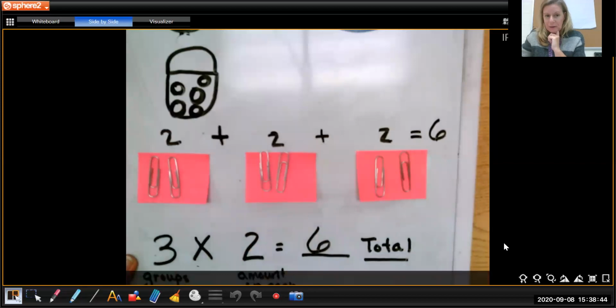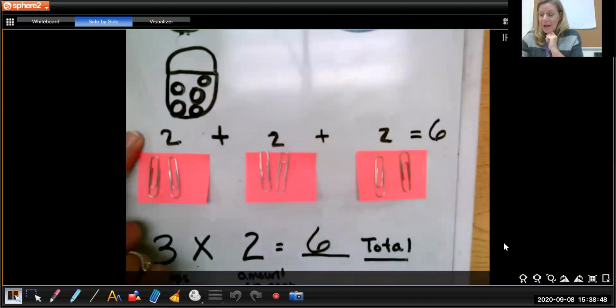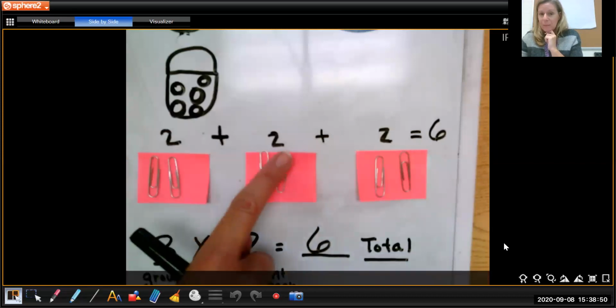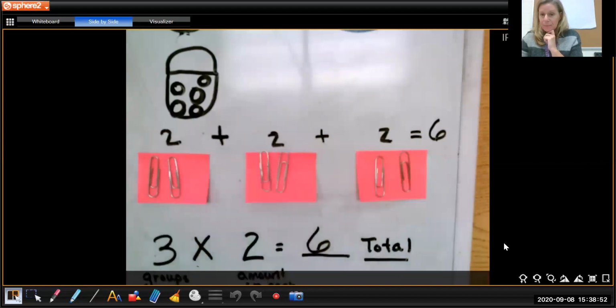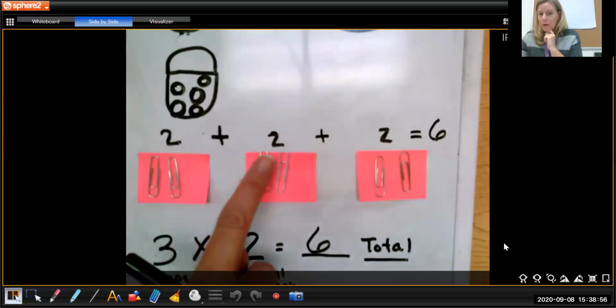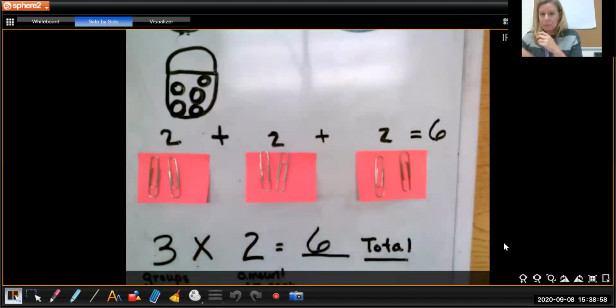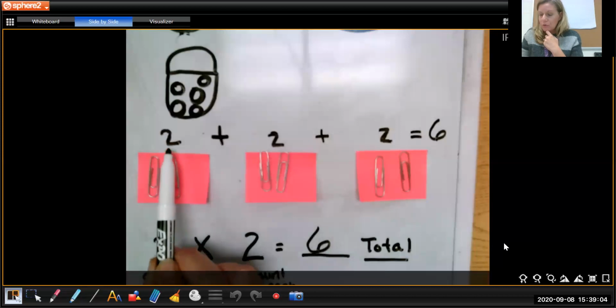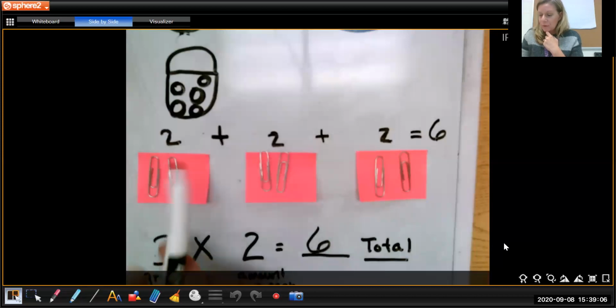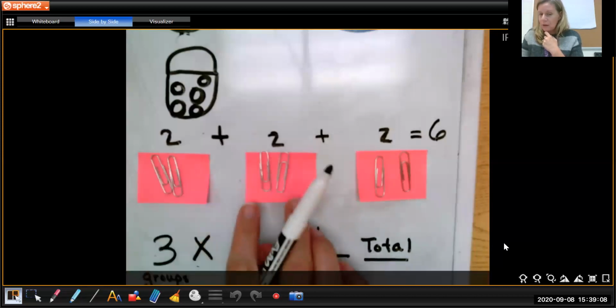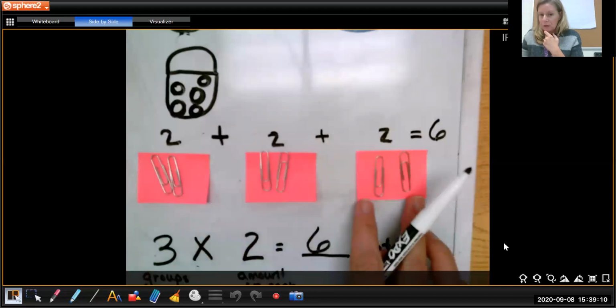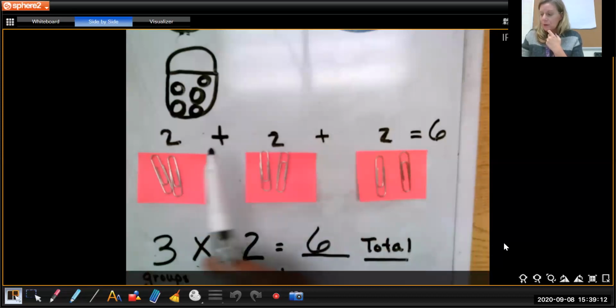Multiplication is the same as addition, but you're adding the same number every time. In this case, we're adding 2 and 2 and 2, not adding a different number. They're all 2's that I'm adding, and I'm adding it 3 times. Here's 1 2, here's another group of 2, another group of 2, and that equals 6.